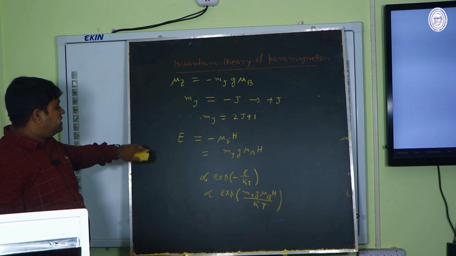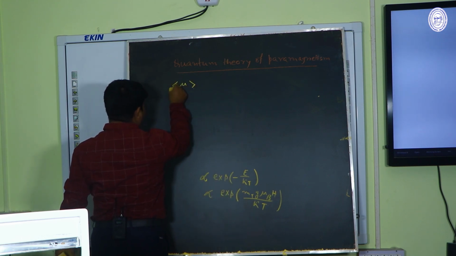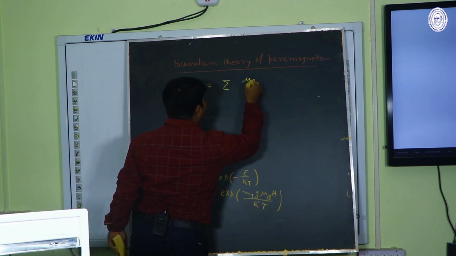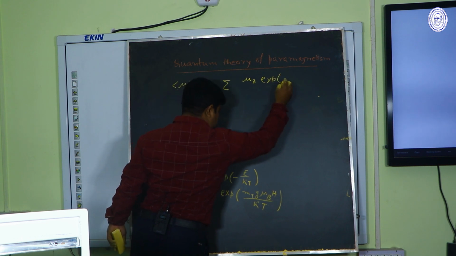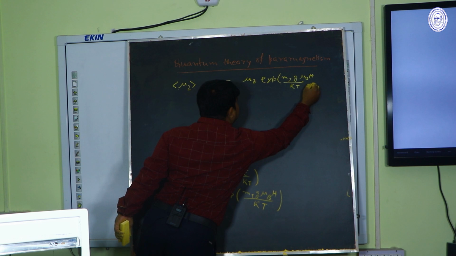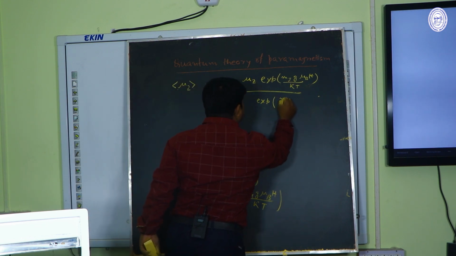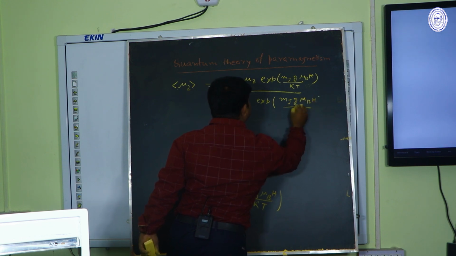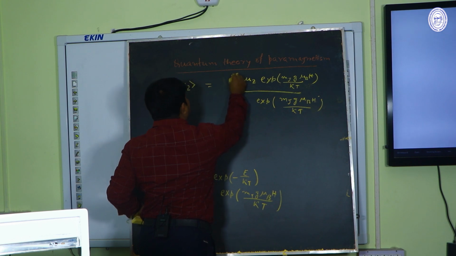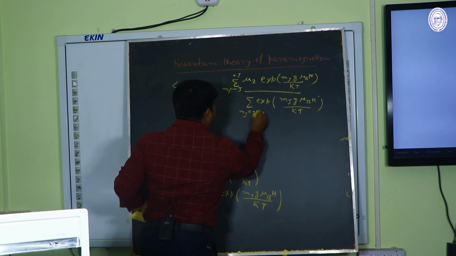So, the average contribution of the magnetic dipole moment can be expressed as mu z average, equal to the summation of mu z times exponential of mj g mu b H by kT, divided by the summation of exponential of mj g mu b H by kT, where mj takes values from minus j to plus j.